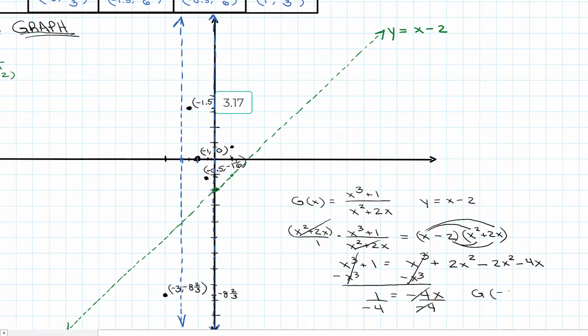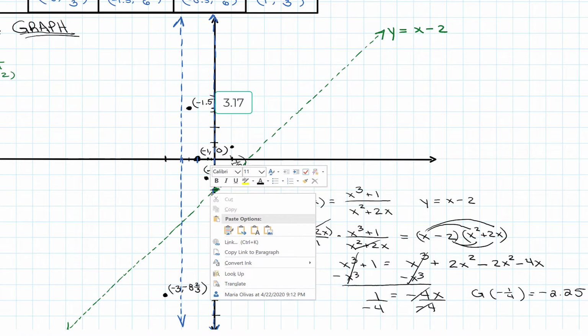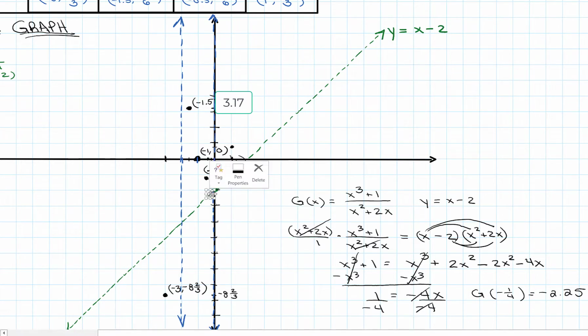Okay, g of negative 1/4. What's that equal to? I'm just going to put this into the calculator. I get negative 2.25. All right, so that means our ordered pair is going to be negative 1/4, comma, negative 2.25. And this is going to be right about here. All right, I think I have enough stuff here to go ahead and start graphing this. I'm just going to start connecting some of these dots.